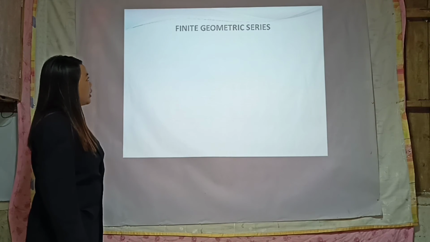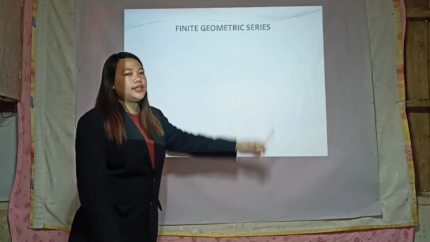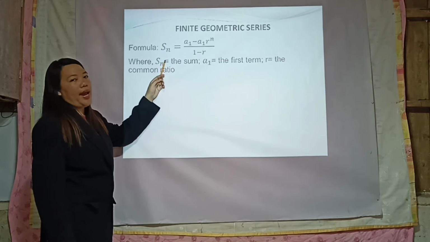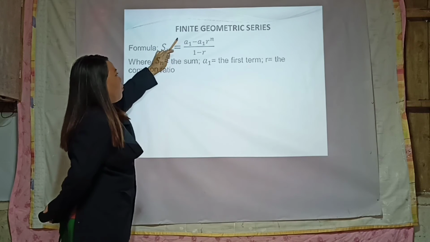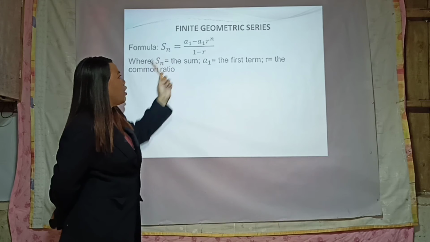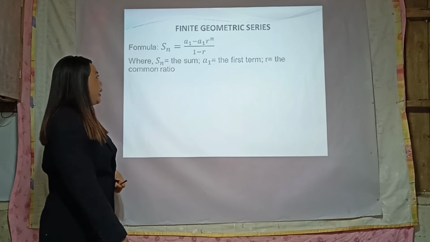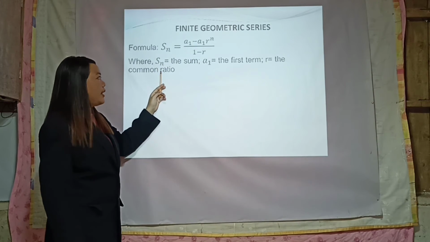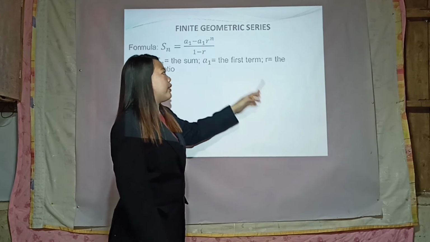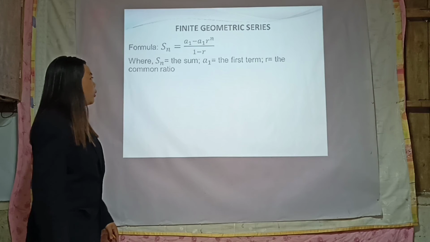So now let's proceed to infinite geometric series. So formula, S sub n is equal to a sub 1 minus a sub 1 times r raised to n all over 1 minus r, where S sub n is the sum, a sub 1 is the first term, and r is the common ratio.